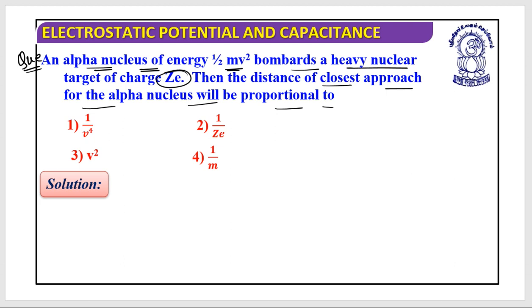What they mean is, let's suppose this is the target nucleus, and this target nucleus has a charge of Z into e.